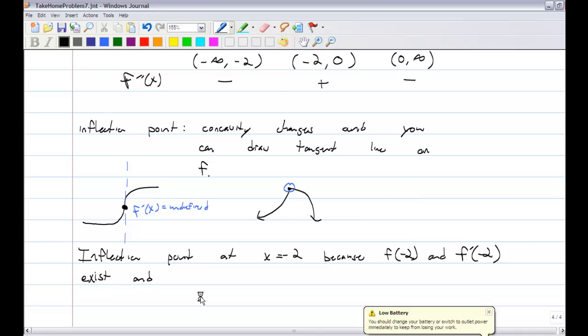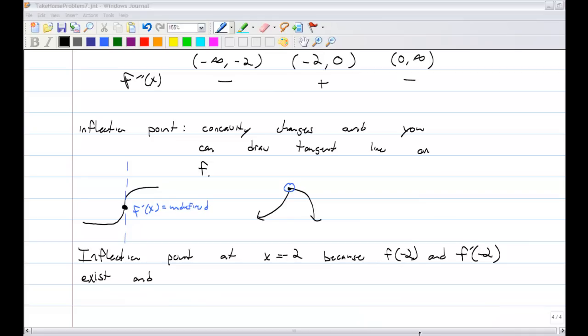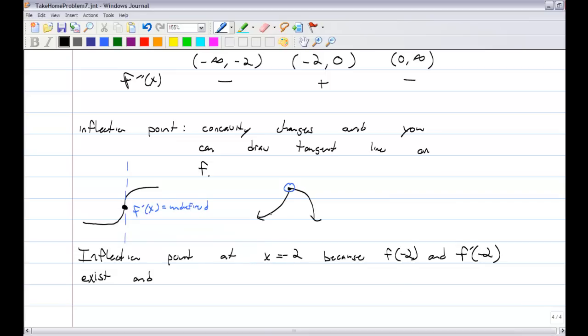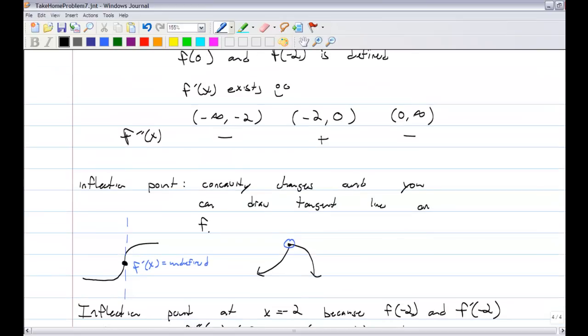So we're up here, we're arguing an inflection point at -2. All we've got to be able to say is you can draw the tangent line at -2, and concavity changes at -2. The first part was saying you could draw the tangent line. The second part is f double prime of x is less than 0 from negative infinity to -2, and f double prime of x is greater than 0 on -2 to 0. So there's our inflection point at -2.